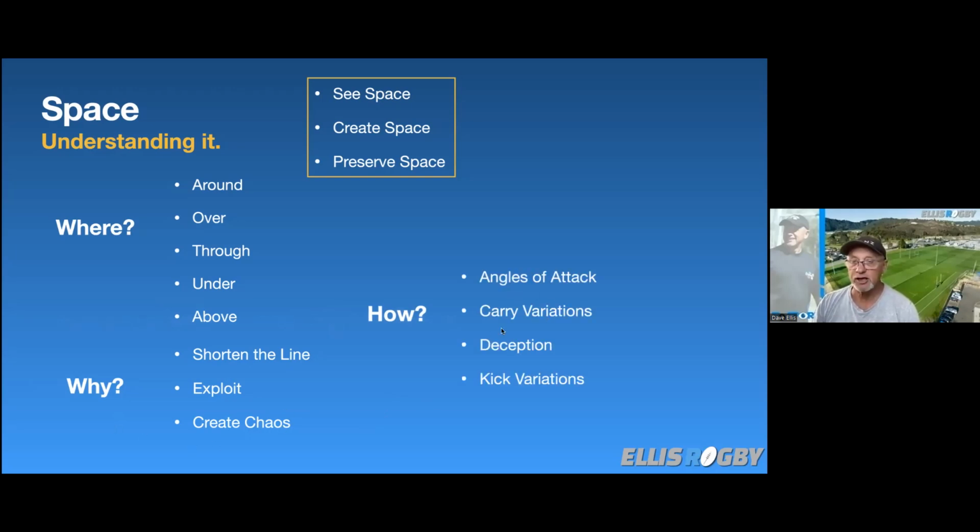How we just talked about then: angles of attack, different ways we carry, some deception or kick variation. So that's how we find space. That's what we're looking for, and that's how we use it. So when we're designing our attacks, we've come a long way here, because we talk about shapes and stuff like that, but you come right back to that space, and that's where you want to be looking. So I'm trying to give you here, I guess, a template for how you can start to look at your attack and how you can create different things from it.